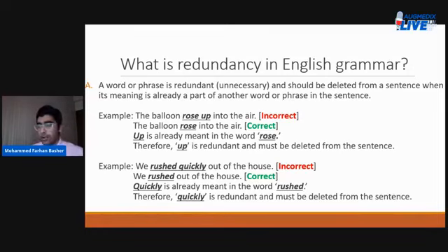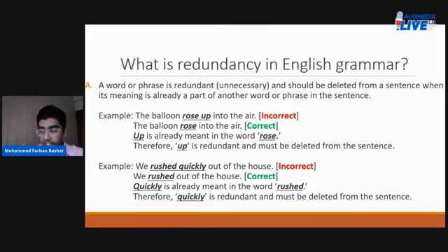All right? Okay, let's take a look at another example. We rushed quickly out of the house. Now here, this sentence as well is incorrect because of the verb phrase over here, which is rushed quickly. Because the word quickly itself is meant in the word rushed. So quickly is redundant because we're already saying rushed. So we either say quickly or we say rushed, but we cannot say both together.